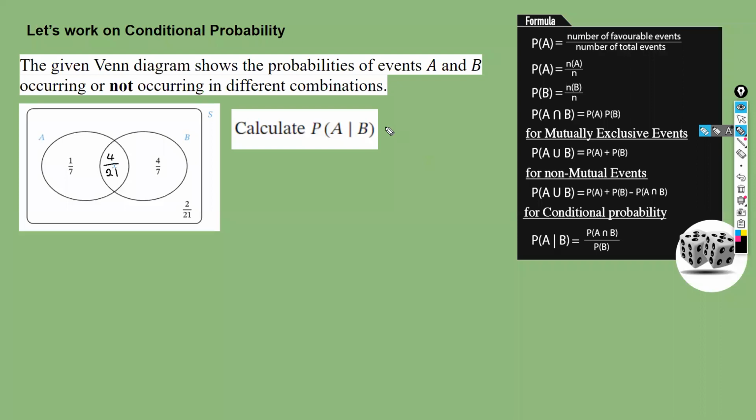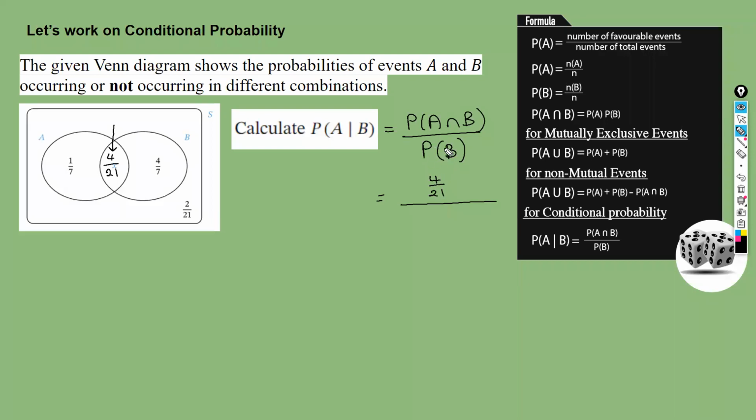Remember, P(A|B) means the probability of A and B divided by the probability of B. The letter after the slash goes underneath. Well, for the top, it's pretty easy. A and B is this guy here. The 4 divided by 21.